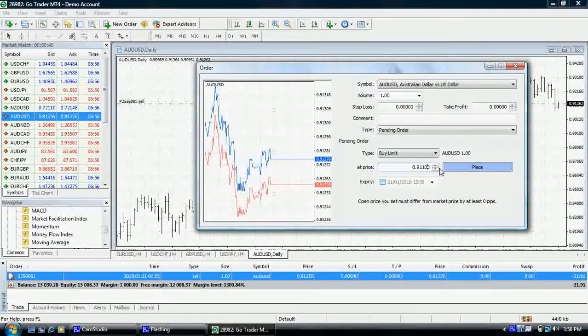Because our limit is to pay 91.10, ensure buy limit is selected. Enter your stop loss or profit target. In this example, I would like to place a stop at 90.70 and a profit target at 92. You can now place your order and the pending order will appear in your terminal.